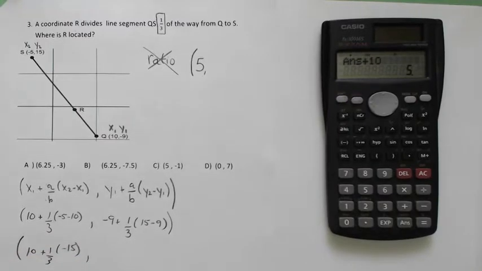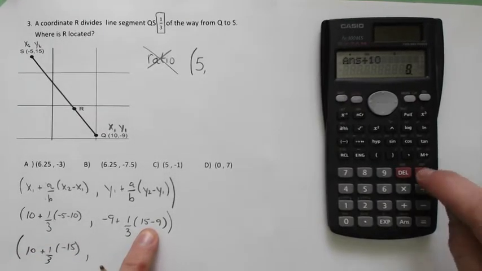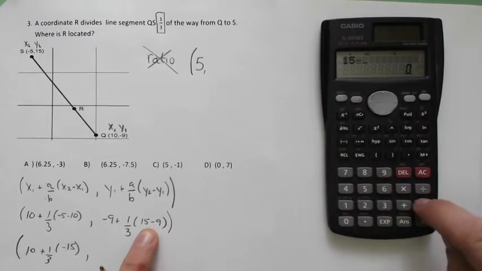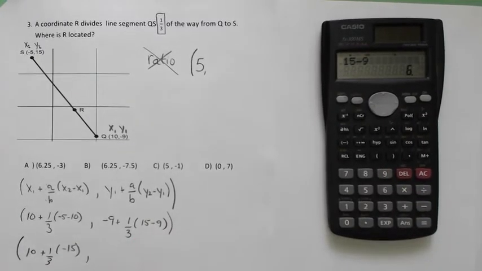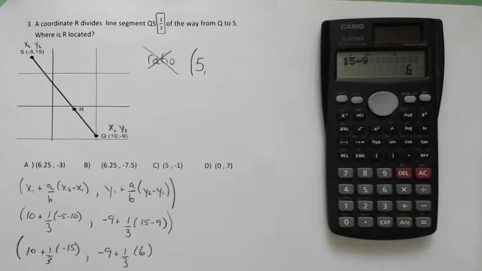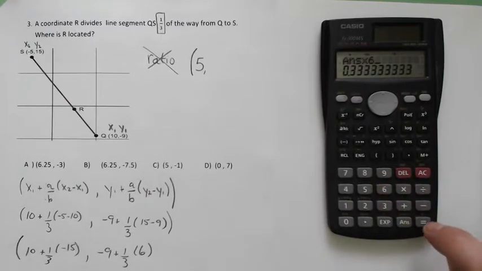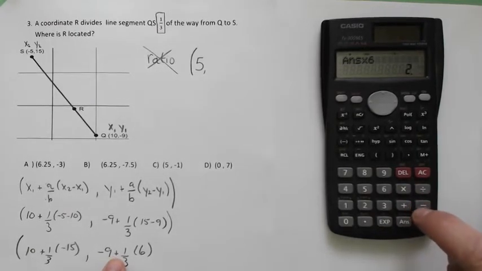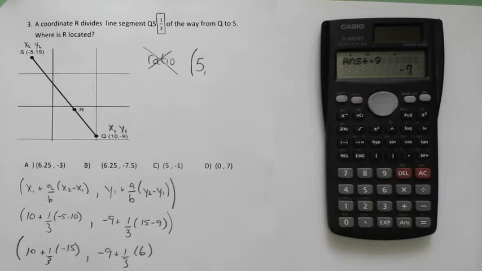I'm going to get my y now. Same deal. 15 minus 9 is 6. So -9 plus 1/3 times 6. And now 1 divided by 3 gives me that, which I'm going to times by my 6, which gives me 2, which I will then add afterwards, right? You always add last, plus the -9 equals -7.